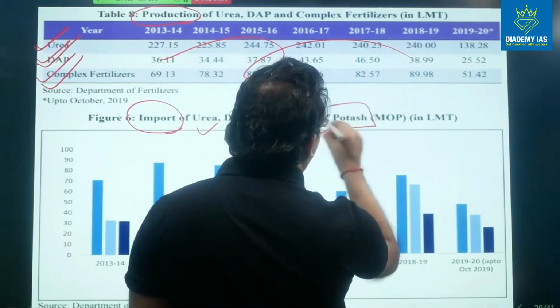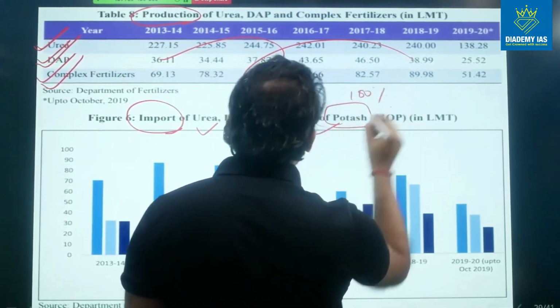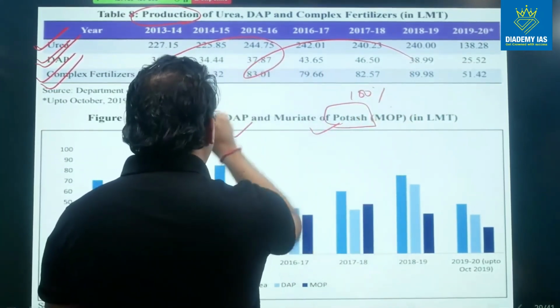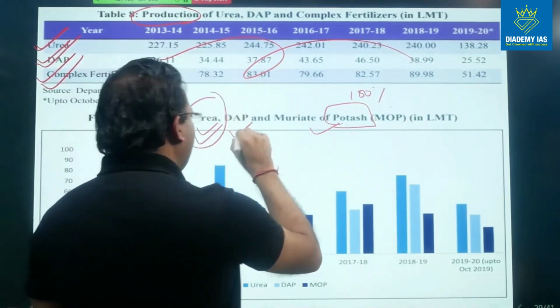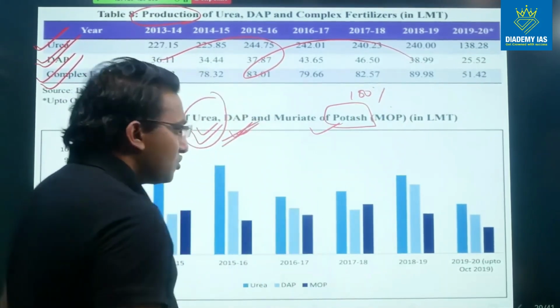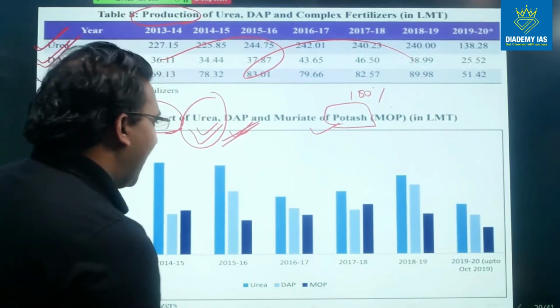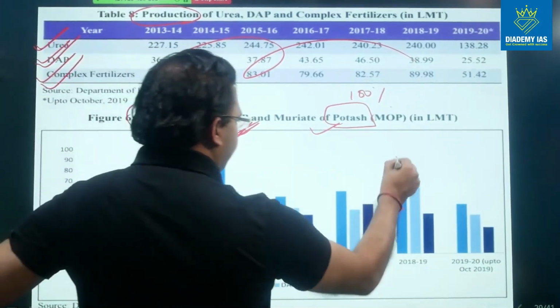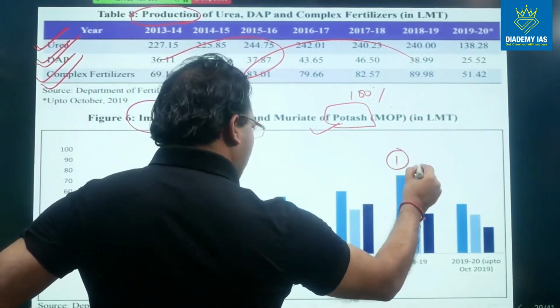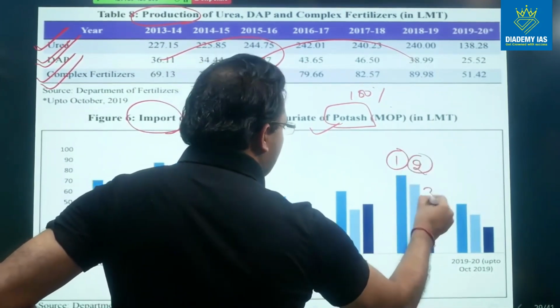तो पोटाश तो हमने बताया था कि 100% हम इंपोर्ट ही करते हैं, है ना. यूरिया भी हम इंपोर्ट करते हैं. The highest import is of urea only and we also import the DAP. So in all these three you can see the highest import is of urea, the second highest import is of DAP and this potash is lowest.